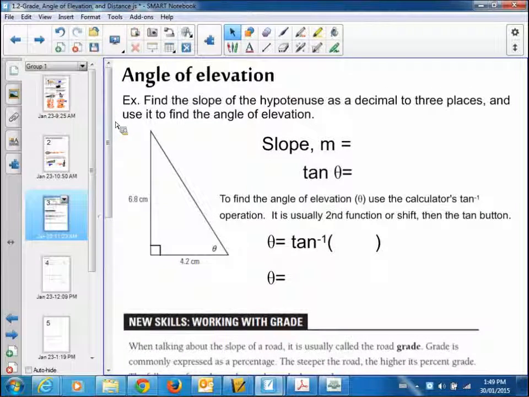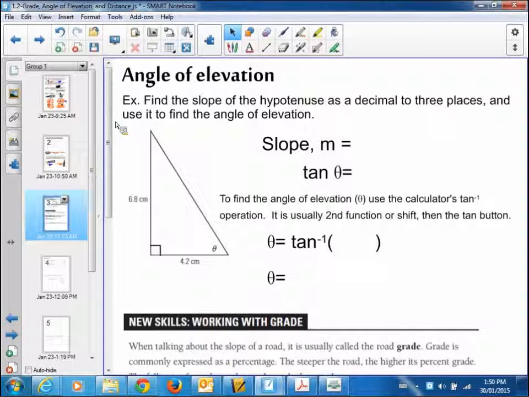Angle of elevation. This is working with tan to go backwards. Justine, you really need to pay attention. Find the slope of the hypotenuse as a decimal to 3 places, then use it to find the angle of elevation.